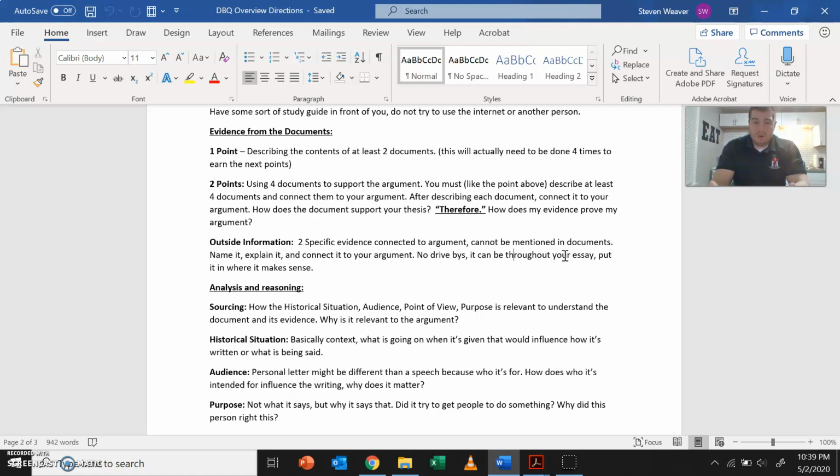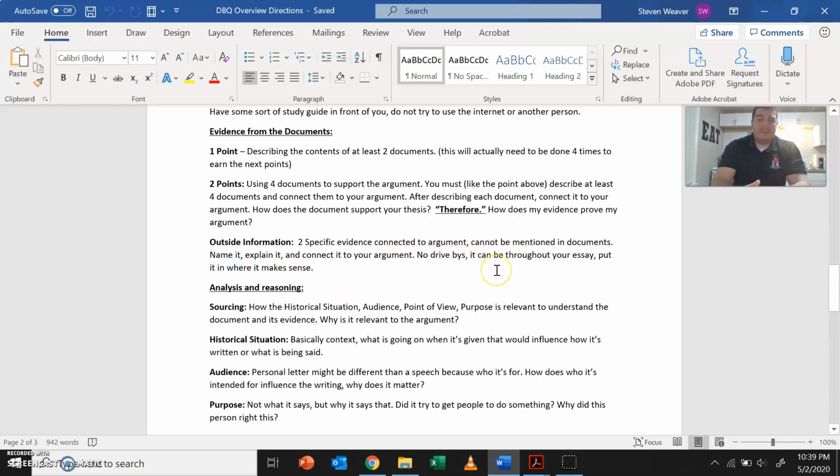Now, for the 30 Years' War one that we've been talking about, none of the documents ever mentioned the defenestration of Prague, where they threw the Catholics out the window. That would be a great way to show that it started as religion. That would add to the argument that you're making here. So make sure that your outside information is relevant and connected to your argument. So again, name it, explain it, and connect it to your argument.